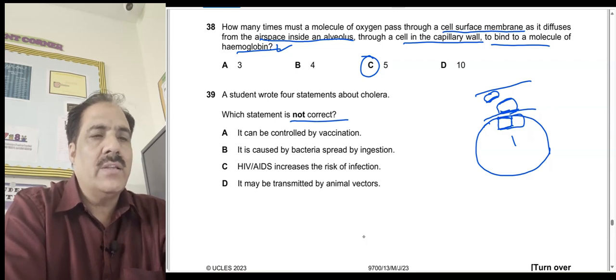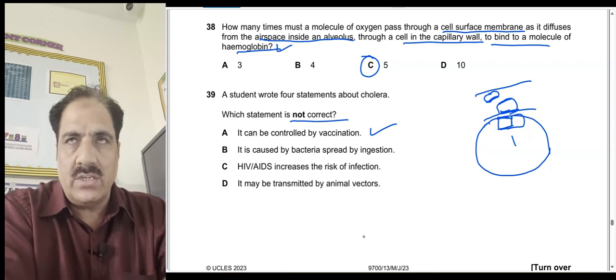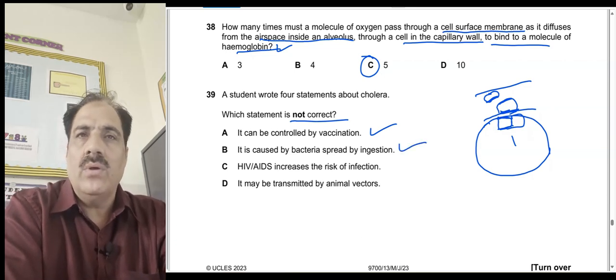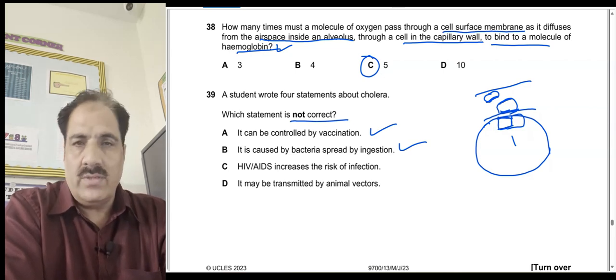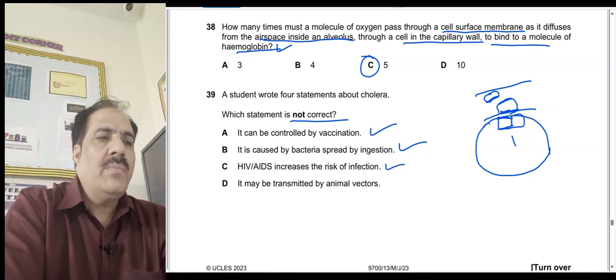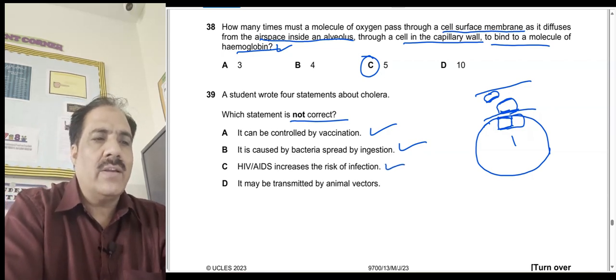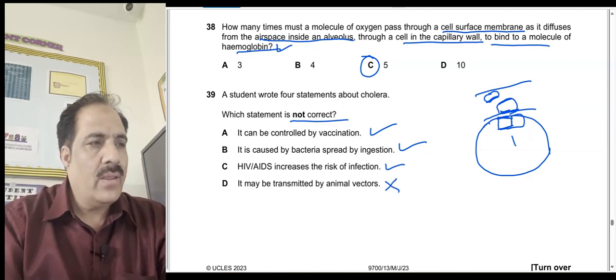It's caused by the bacteria Vibrio cholerae. This is also correct. It is spread by ingestion, which means it enters the body through ingestion. HIV/AIDS increases the risk of infection, obviously, because HIV decreases the immune system. It may be transmitted by animal vectors. No, animal vectors are not involved in the transmission of the cholera bacteria.